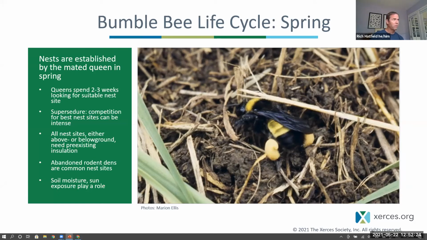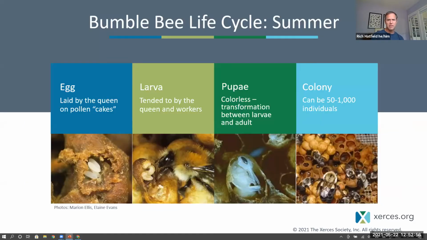We've talked a little bit about where those nests could be. Abandoned rodent burrows tend to be very important here, largely because bumblebees need an existing cavity. They can't dig their own nest. They need to find an existing hole, and ideally a hole with insulation to help them regulate the temperature of their nests. And so abandoned rodent burrows fill this bill pretty comprehensively. It's believed that soil moisture and sun can play a role in where these nesting sites are.